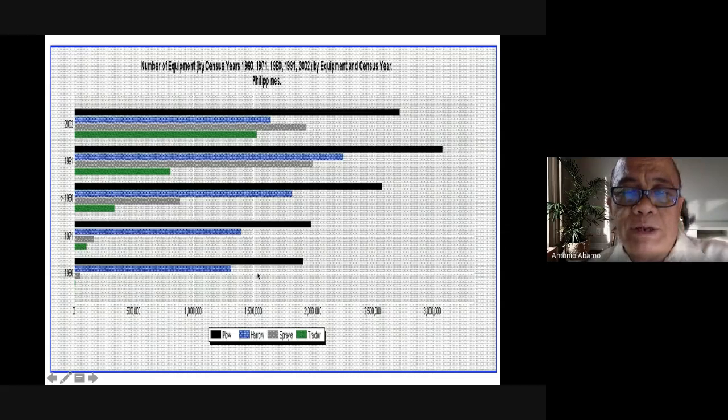Now, take for example the black color here in the graph. The black color signifies plowing. The blue also signifies harrowing. The gray is sprayer, and the tractor is colored green. From 1960 to 2002, basically, it is dominated by equipment used for land preparation, which is plowing and harrowing. If you really look at the graph, land preparation equipment dominates our farm machinery industry.